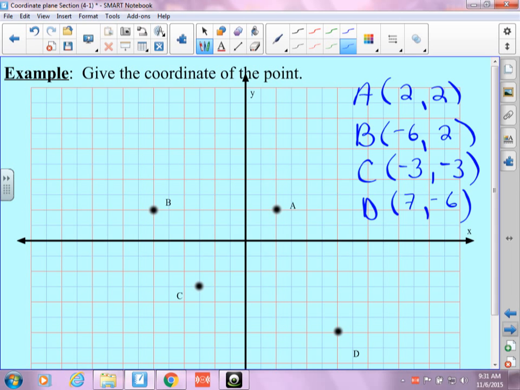Oh, is that right? Nope. Not quite. Look at it again. You have to count it wrong. So I go over to the right: 1, 2, 3, 4, 5, 6, comma, and I go down: 1, 2, 3, 4, 5, 6. So 6, negative 6. Does that make sense?